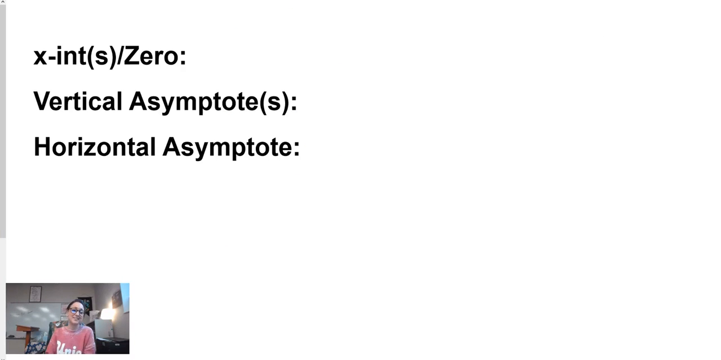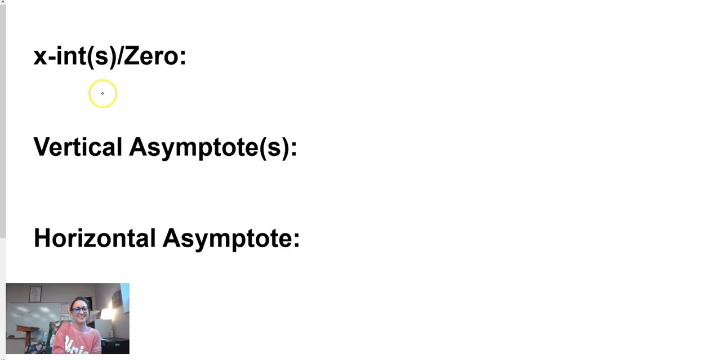All right, so let's summarize these 3 aspects and how we can find them without looking at a graphing calculator. Go ahead and pause and hit continue when you're ready to fill it in. All right, for x-intercepts, you're going to see where the numerator is equal to 0. For vertical asymptotes, factor and see where the denominator is equal to 0. This would be after any cancellation, okay?